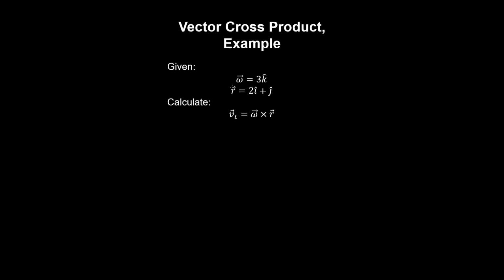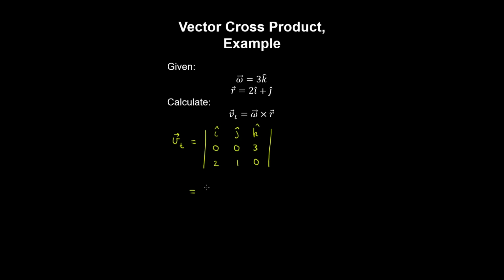Given the vectors omega and r, let's calculate the following cross product. So using the determinant method, we'll put the unit vectors in the first row, and the components of each vector involved in the cross product in the following rows.